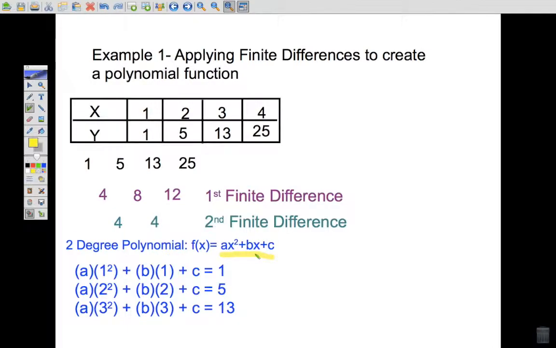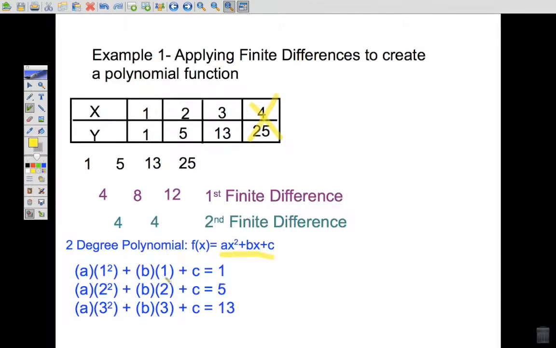this equation. Because there are 3 unknowns, A, B, and C, we don't even need to use the ordered pair 4, 25. It was important to have that while we worked on our finite differences. But because we only have 3 unknowns, we only need to have 3 equations in our linear system.